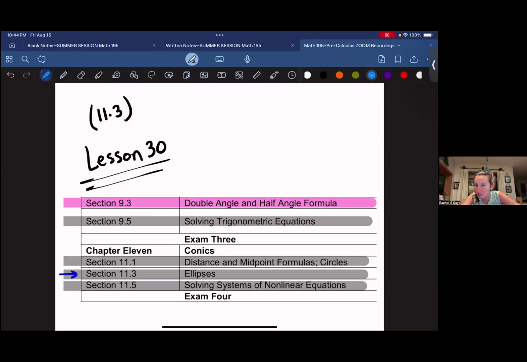We are really approaching the end of this curriculum. We only have two sections left to cover. And today we are going to be covering our section 11.3, which is our ellipses. I don't know how you guys pronounce it. I guess I'll call it ellipses.